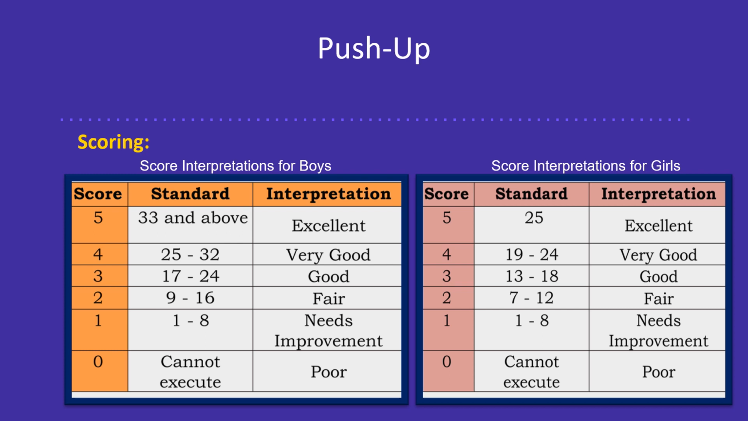For the girls, the standard is 25 up. The interpretation is excellent. 19 to 24 repetitions, very good. 13 to 18, good. 17 to 12, fair. 1 to 8 needs improvement, cannot execute, or poor. So the score is 5 to 0.